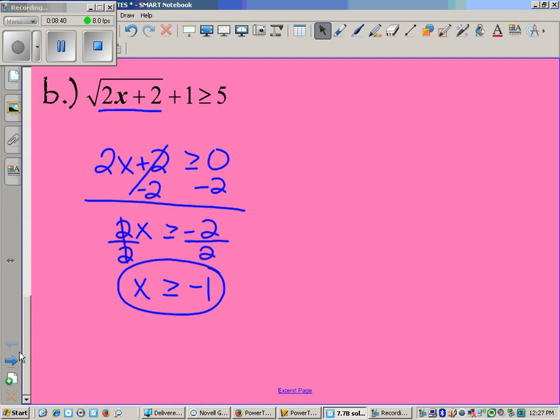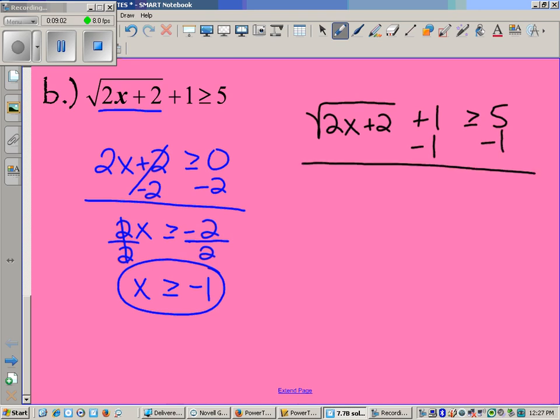That's my first step. My second step is to do what? Is to go back and solve my very original problem. So let's do that now. So this is my original problem, and I want to solve for x, who's farthest away. It looks like this positive 1, right? So let's take this positive 1 and move it over to the other side. Let's do that by subtracting 1. That gives me the square root of 2x plus 2 is greater than or equal to 4.